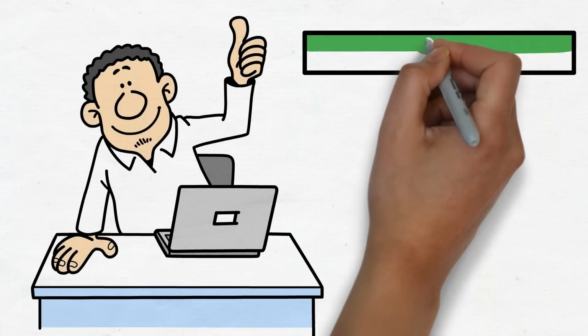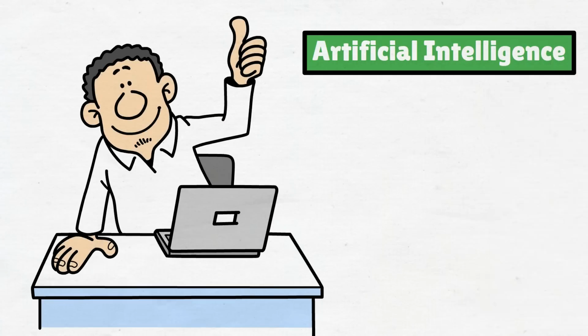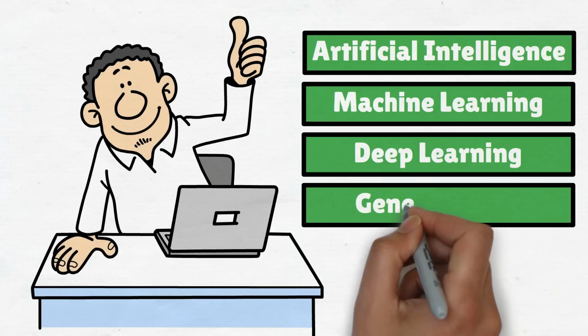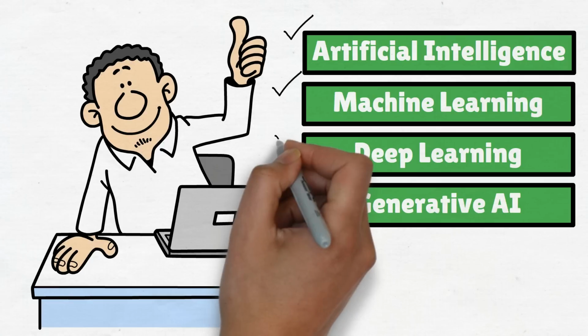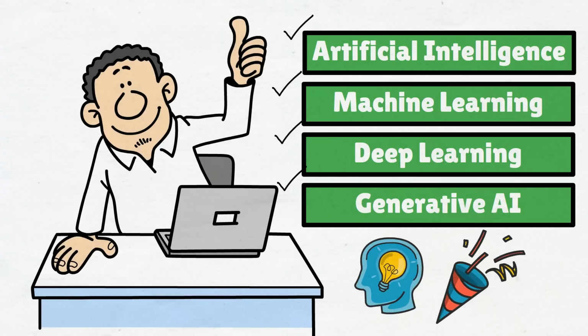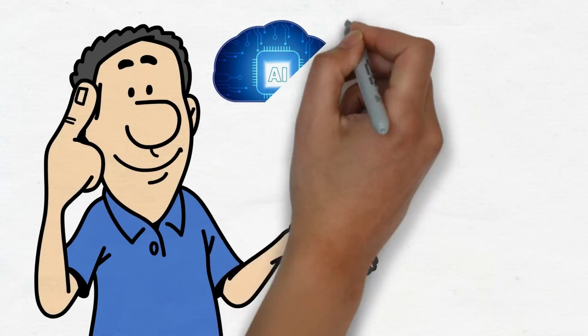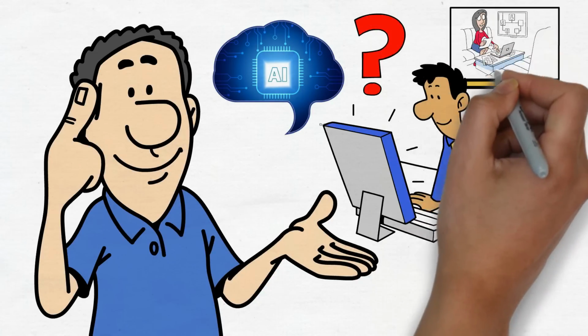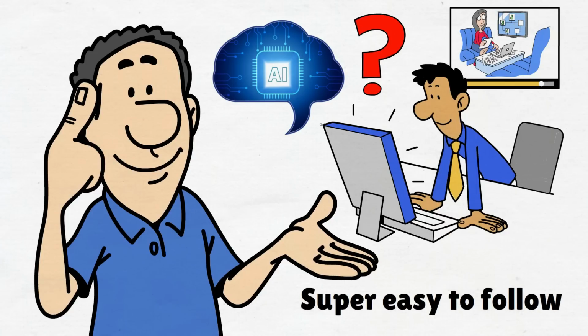Join me as I try to break down the complex world of artificial intelligence, machine learning, deep learning, and generative AI. If these sound confusing, don't worry. I make it simple enough for anyone to understand. By the end of this video, you'll have a clear understanding of what they mean, and I'll walk you through some real-life examples to make it all super easy to follow.